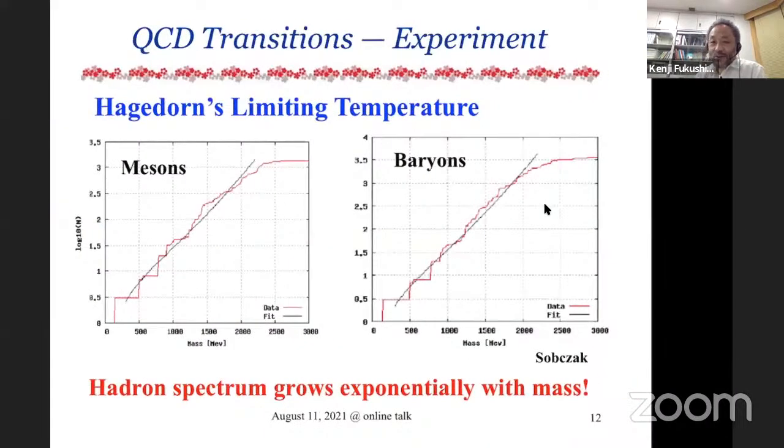But the question is, what should be the underlying physics? The underlying physics is very, very interesting. This underlying physics is actually the Hagedorn limiting temperature. That is a very old observation made by Hagedorn. That is, if you see the meson spectrum and the baryon spectrum, the spectrum grows exponentially with mass.